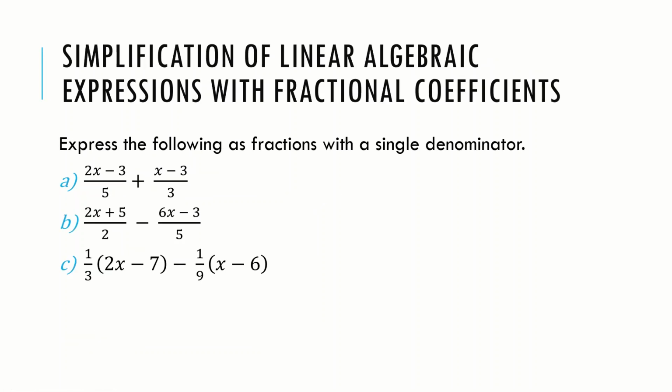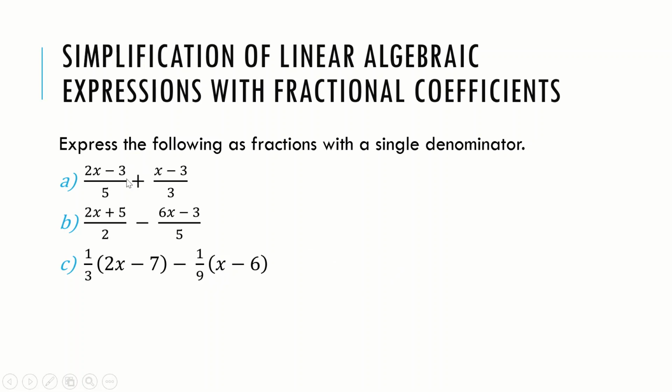Alright, simplification of linear algebraic expressions with fractional coefficients. So express the following as fractions with a single denominator. So we have 2x minus 3 out of 5 plus x minus 3 out of 3. And 2x plus 5 out of 2 minus 6x minus 3 out of 5. And 1/3 bracket 2x minus 7 close bracket minus 1/9 bracket x minus 6 close bracket.